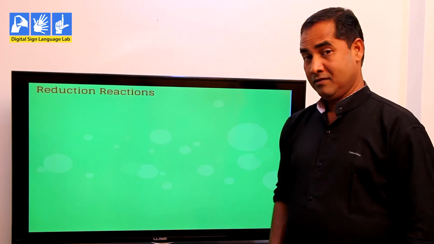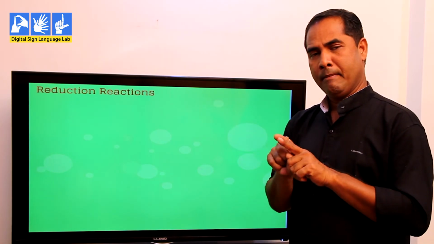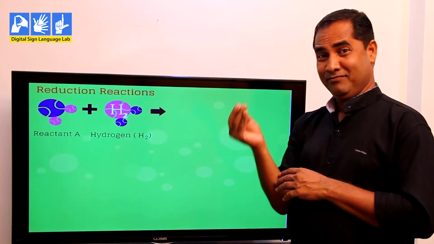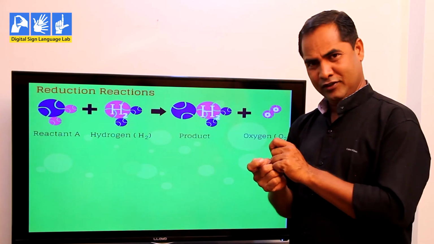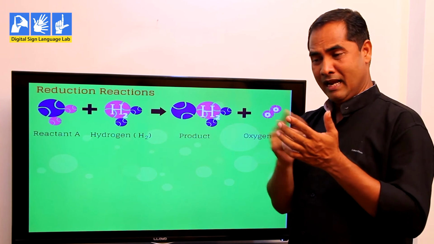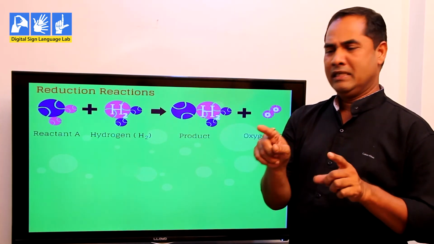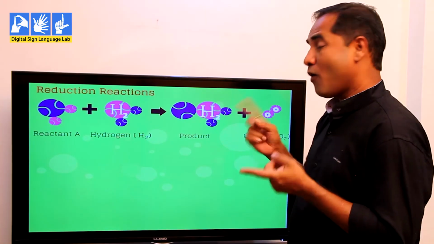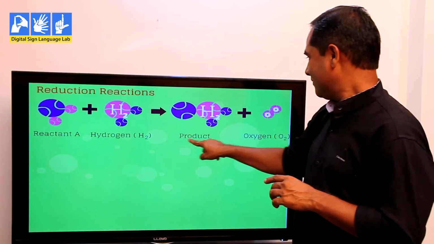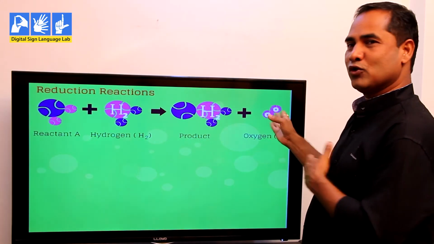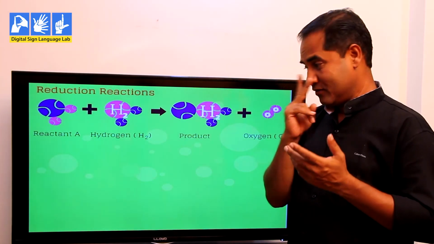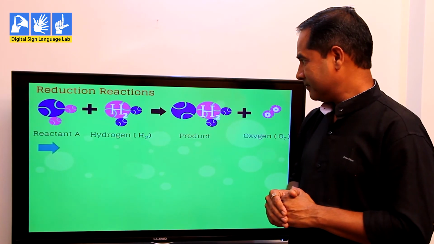The opposite of oxidation reaction is reduction reaction. Before, we did oxidation; this is exactly the opposite of oxidation reaction. So here we add hydrogen, or we remove oxygen. It's the same process. So hydrogen is added and oxygen is removed. Let's see an example.